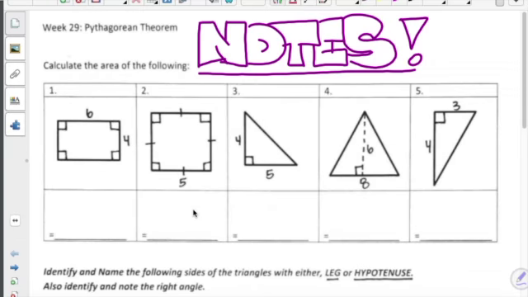All right, we are at week 29 notes and video. This is the Pythagorean Theorem continued. So what we're going to do is start with a little review. We're going to calculate the area of the following figures.